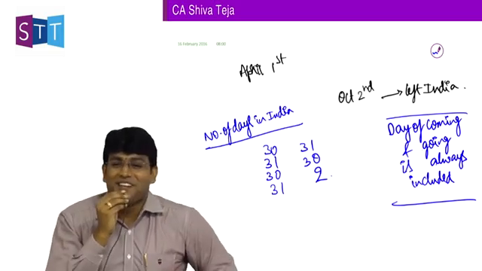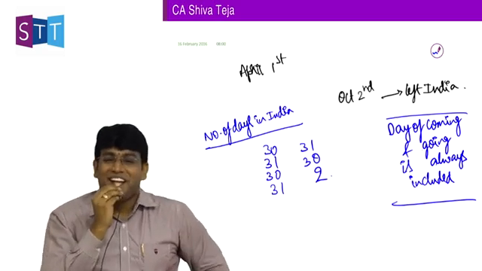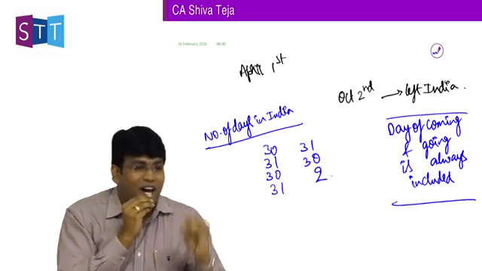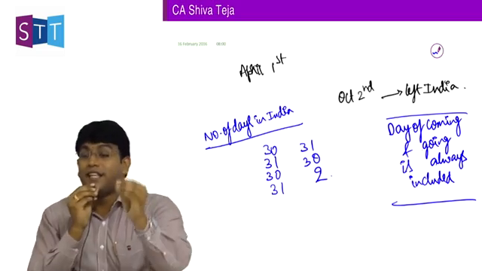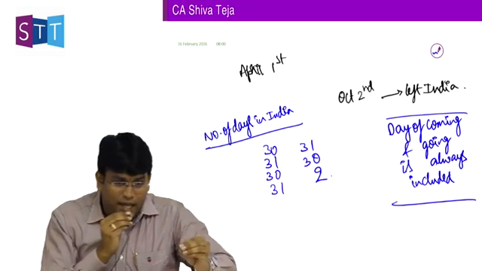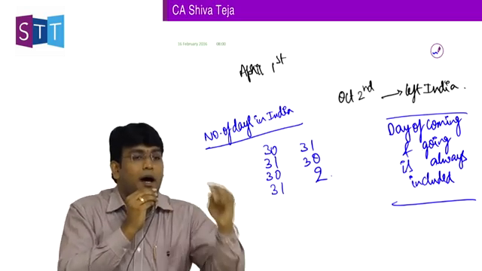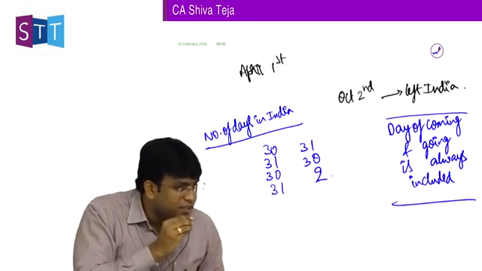Chalo. What basic condition do we have? First one: he must be in India for 182 days or more during the previous year. Or he must be in India for 60 days or more during the previous year and 365 days or more during 4 years preceding the previous year. Are we clear with this?